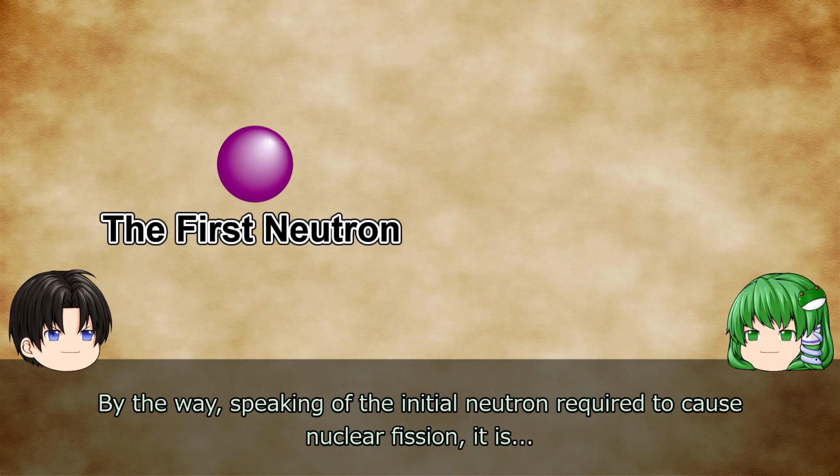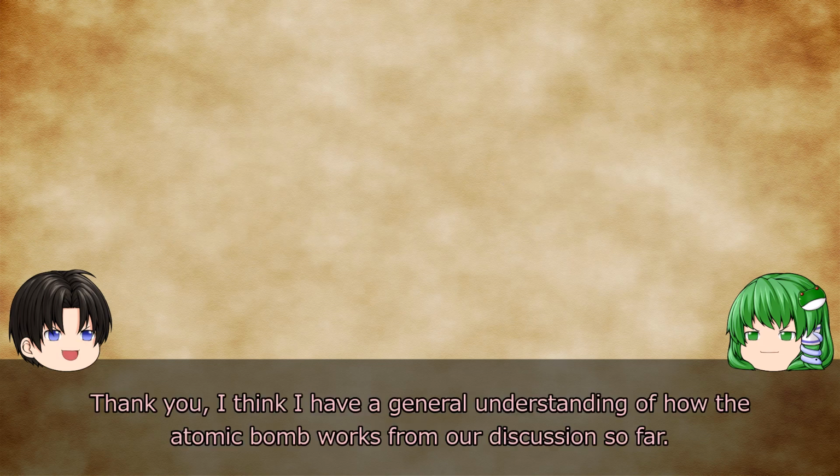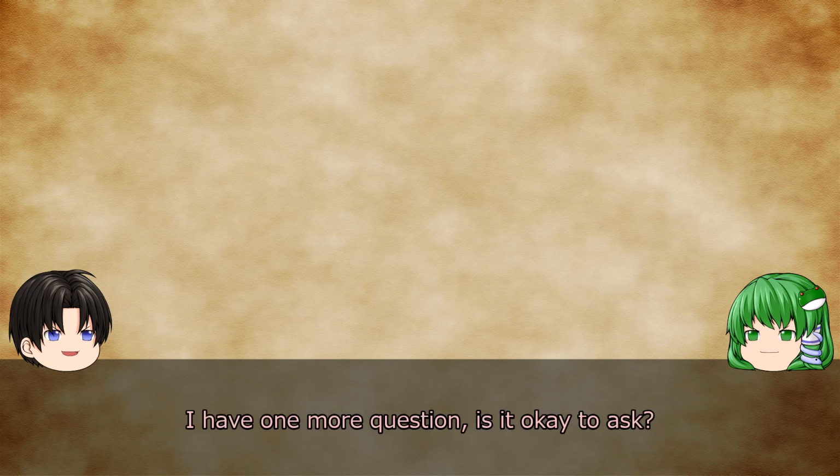By the way, speaking of the initial neutron required to cause nuclear fission, we detonate a bomb prepared inside the atomic bomb and utilize that explosion to generate neutrons. I see. Thank you. I think I have a general understanding of how the atomic bomb works from our discussion so far. I have one more question.